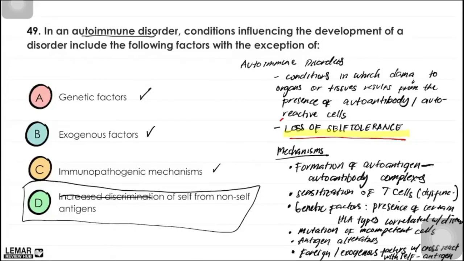Exogenous factors may also include not just the foreign antigens, which are your viral antigen or bacterial antigen. It can also be UV or ultraviolet radiation. There are also drugs, and other chronic infections that may play a role in the development of autoimmunity. Remember that these factors may alter the antigen, which the body can perceive as non-self antigens. Next, the immunopathogenic mechanism.